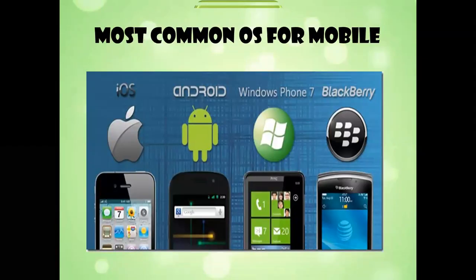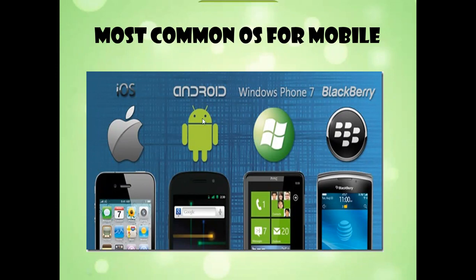Next is, these are the most common operating systems for mobile phones. Everybody knows iOS is for Apple mobile phones. Android is for, we normally use Android mobile phones only.